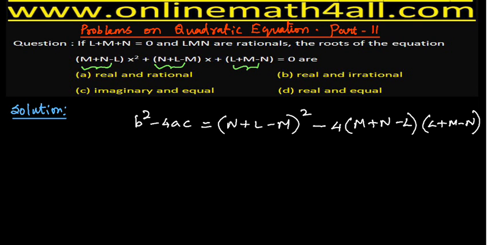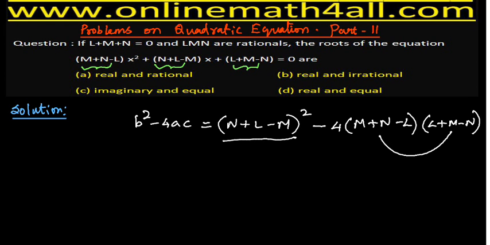The next step is to expand (n + l − m)², then multiply these two terms, m + n − l and l + m − n, multiply the result by 4, and subtract it from the result of (n + l − m)². So definitely it won't be a simple work. First we have to expand (n + l − m)², because we have three terms in the parenthesis, then multiply the two terms, then multiply the result by 4, and then subtract. All those works are not simple, and it will also take more time.